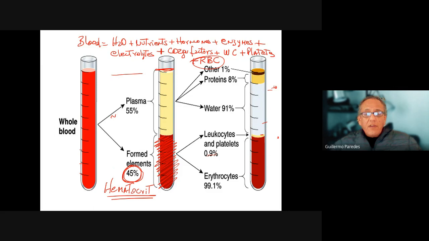So 45% of all this distance. If this is 100%, for example, if this is 10 centimeters, this distance is going to measure 4.5, and this is 5.5, the plasma. So 4.5 out of 10 centimeters is 45%. So that is what we call the hematocrit. In a few words, what is hematocrit? It is the percentage of red blood cells. Red blood cell percentage. That is the hematocrit. You okay with that?